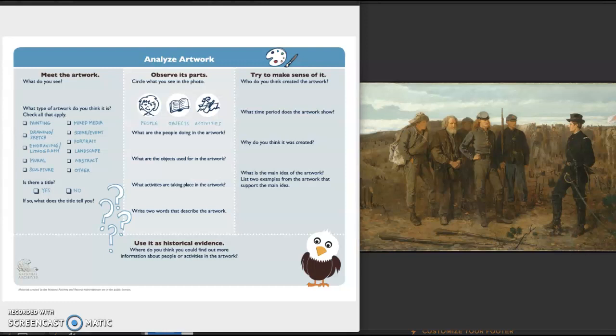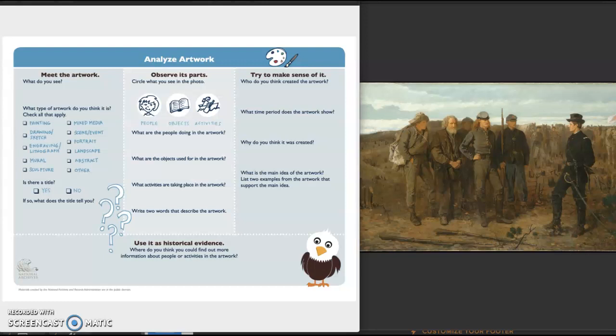Who do you think created this artwork? Do you think Winslow Homer was a former Confederate soldier? Do you think he was a Union soldier, or just a citizen? What side do you think he was on? Okay. And then what time period do you think this artwork shows? Since it's showing surrendering, it can be after any battle. But what do you think? Due to the clothes, you can probably infer this is during the Civil War, as they still have their uniforms on.